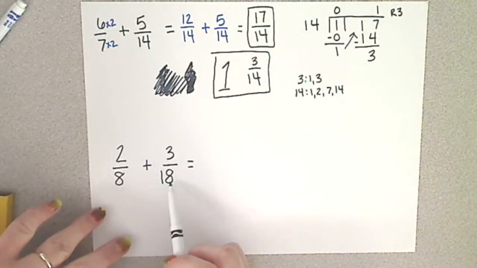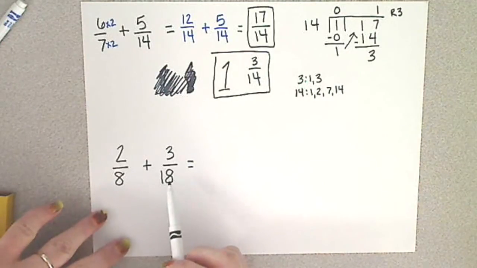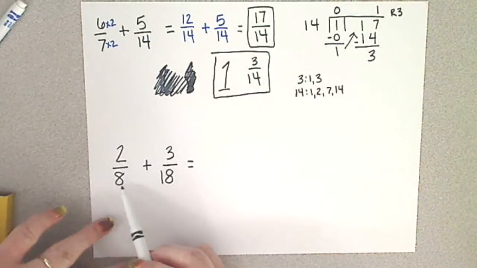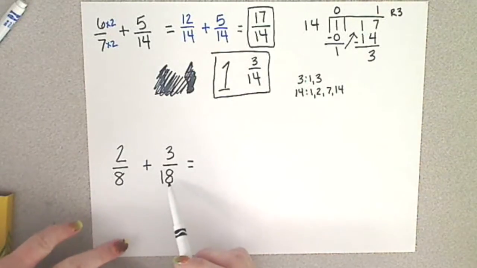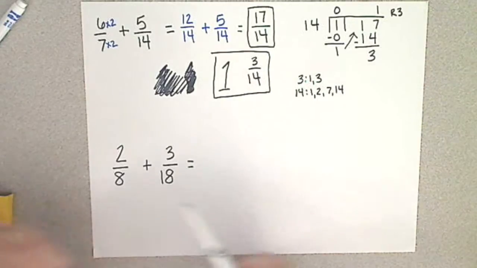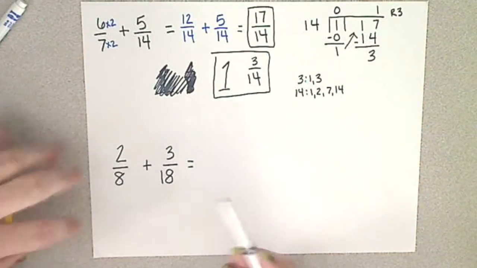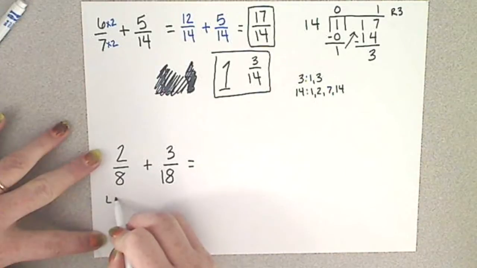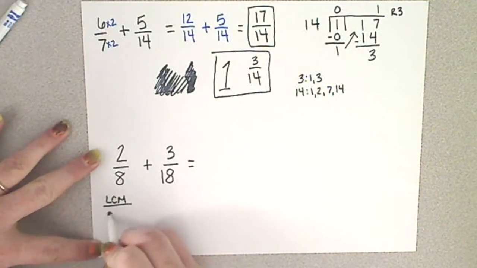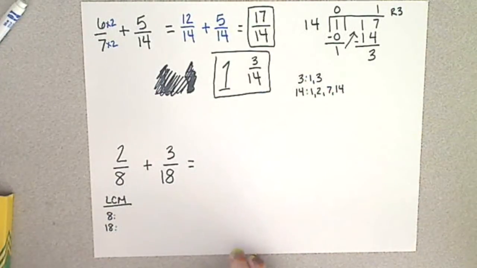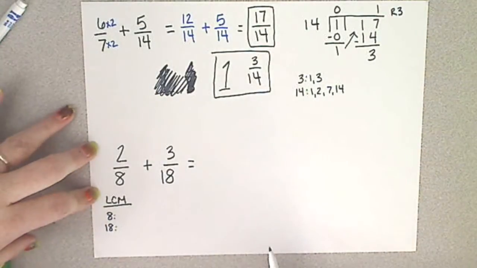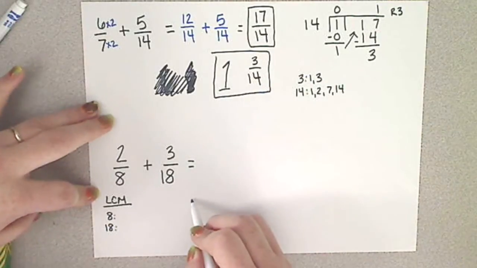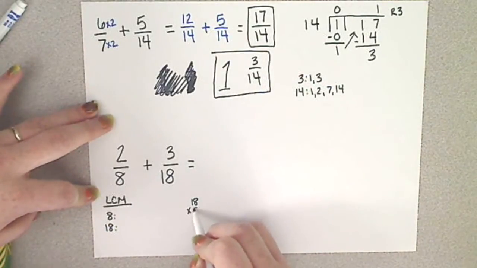Now, I cannot multiply 18 times anything to get to 8. I can't divide 18 by anything to get to 8. So I'm going to have to figure out a least common multiple. So my LCM of 8 and 18. Now, if you remember when we were talking about least common multiple, usually the least common multiple is when you're going to be multiplying them together. So I'm going to multiply 18 times 8.